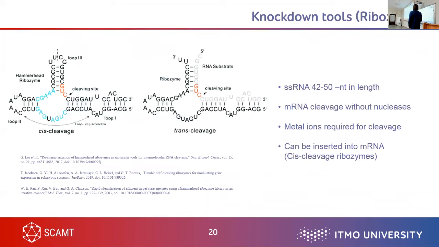So next is ribozyme. It's a little RNA molecule, 42 to 50 nucleotides in length, and it catalytically cleaves target mRNA without proteins. It doesn't require proteins or nucleases, because this chain can cleave target mRNA itself. But to cleave it, ribozyme will require metal ions such as zinc or calcium, depending on the design.